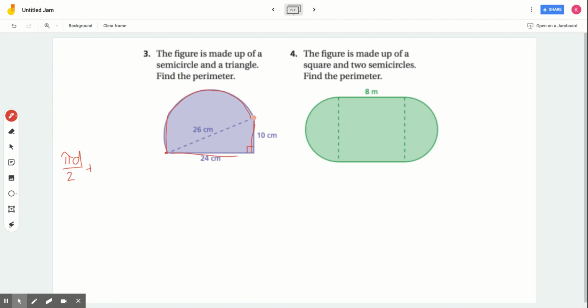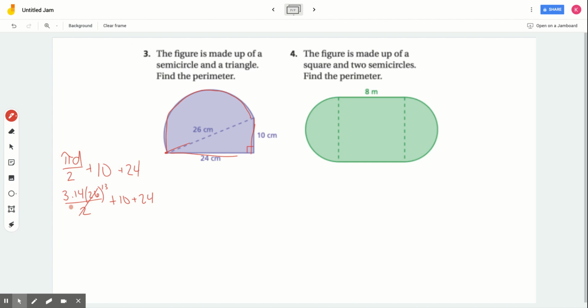Once we get here, we have a side of 10, and then we have the bottom of 24 to get us back to where we started. So we need to find out what the diameter is. The diameter goes all the way across the circle, which is 26. So 3.14 times 26 divided by 2, plus 10, plus 24. Here I would cross cancel these to help me out. So 26 divided by 2 is 13.